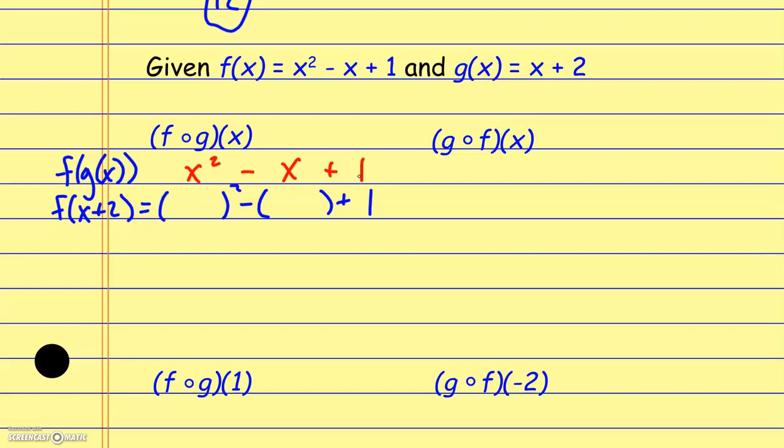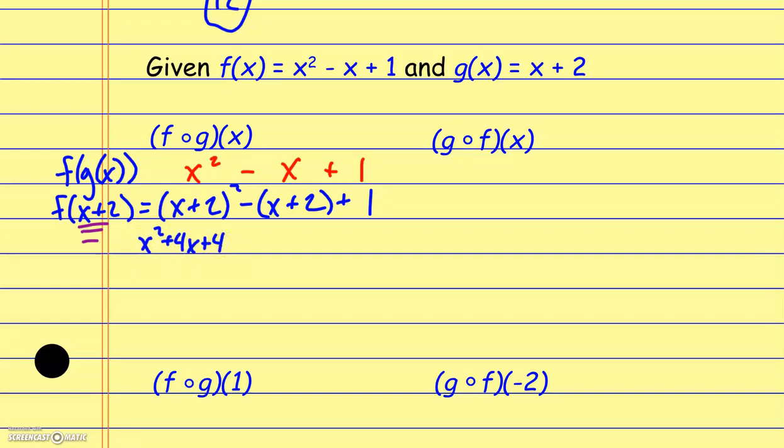So x squared minus x plus 1 is like blank squared minus blank plus 1. And what am I supposed to fill in that blank this time? Well, it's right here. It's this x plus 2. So I had an x, I replace it with an x plus 2. I'm substituting it in. And now I just have to simplify. x plus 2 squared is like x plus 2 times x plus 2, which gives me an x squared plus 4x plus 4.